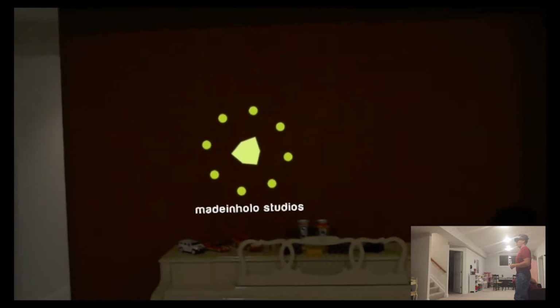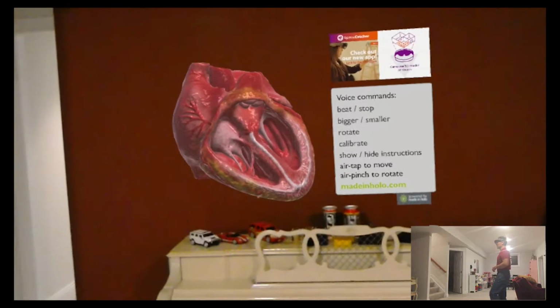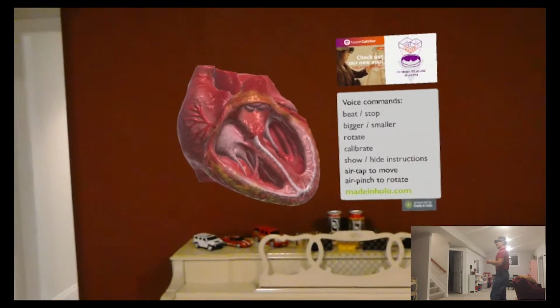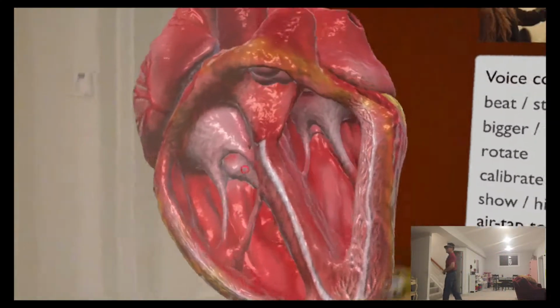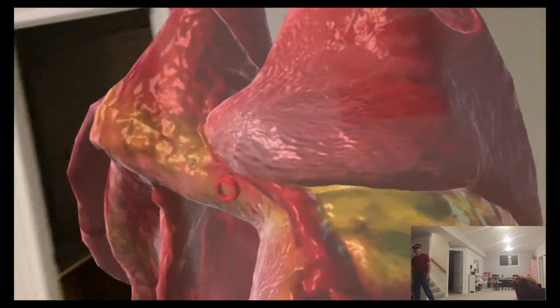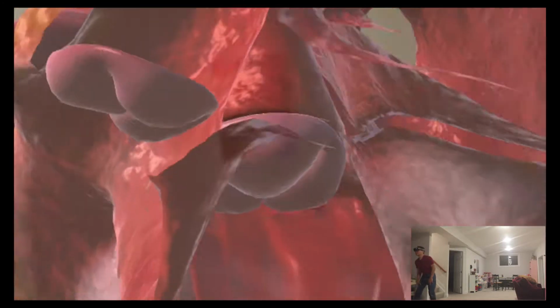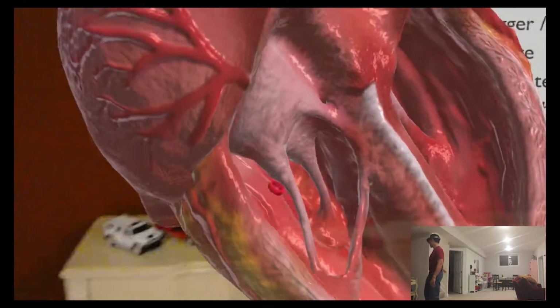What I like about Holo Heart is it shows a beating heart and it lets you interact with it with a voice command. So you can kind of look at this ginormous heart and look into the function of it by cutting into one of the chambers and actually looking at a valve and how they operate. Probably a view that would be very difficult to do without something like this.